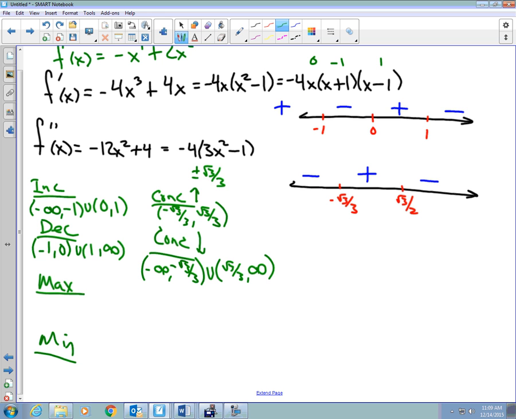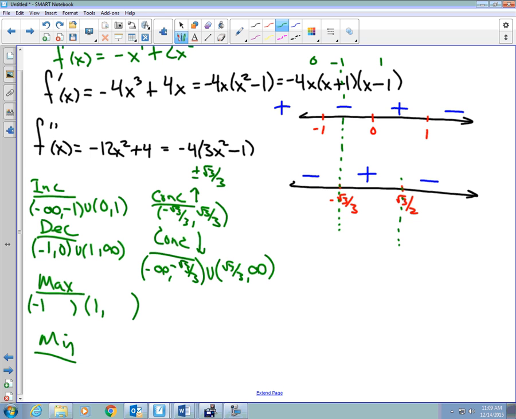Local max should happen where the first derivative, what? Positive to negative. So -1 and at 1. Furthermore, a local max should happen where it's concave, what? Concave down. So let's look at those spots, okay?